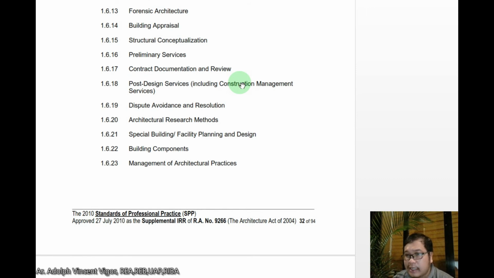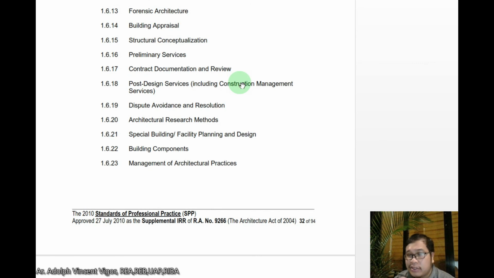Okay? Because as architects, we should be not only concerned with how the structure will look, but we should also be concerned if it's practical to build it. And we should also be concerned if your design can be brought into reality. You have preliminary services, then you have contract documentation and review. You have post-design services, which include construction management. You have dispute avoidance and resolution.